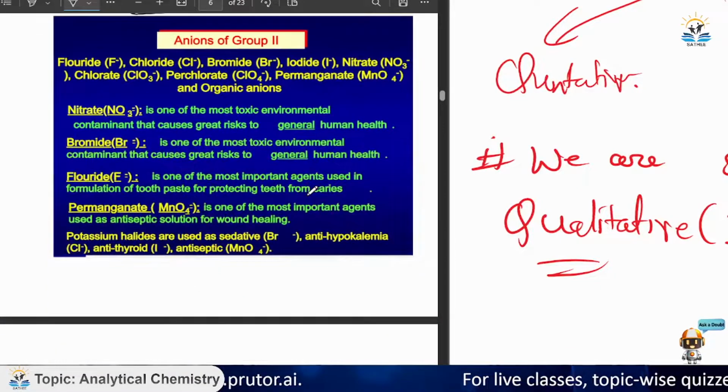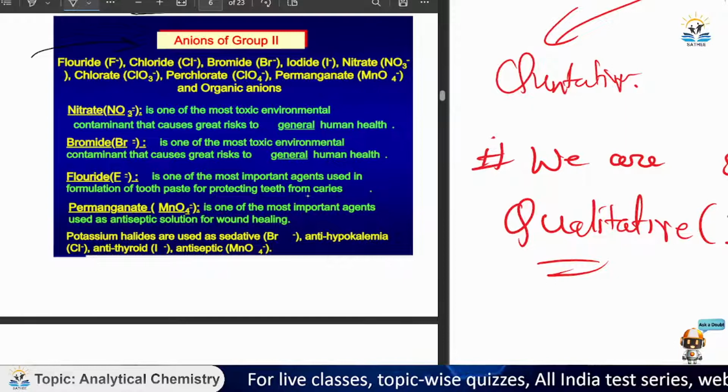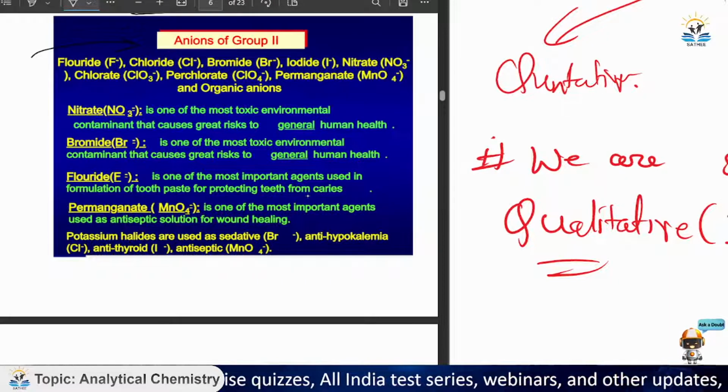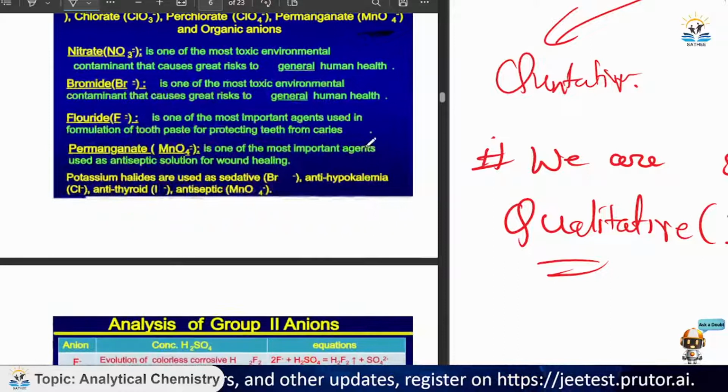Now moving on to the anion groups. In the anion groups we have fluoride F minus, chloride, bromide, iodide, NO3 minus, ClO3 minus, perchlorate ClO4 minus, then permanganate and organic anions. MnO4 exists in many oxidation states, so we may have difficulty checking which anion is present. We will see that.